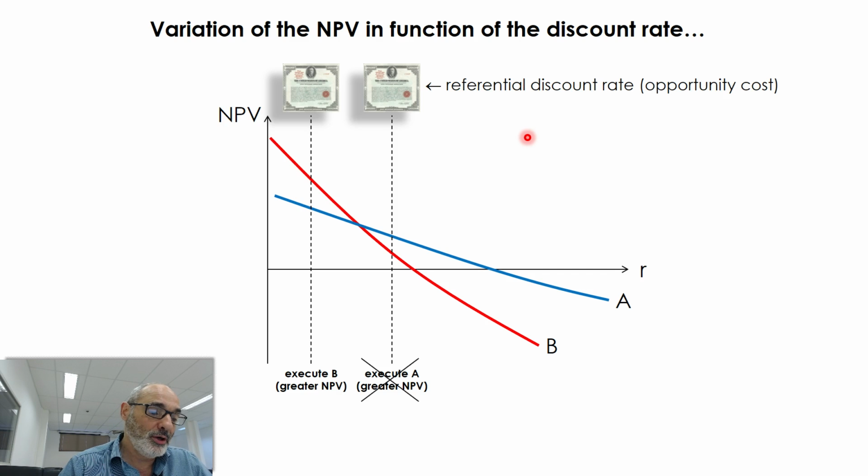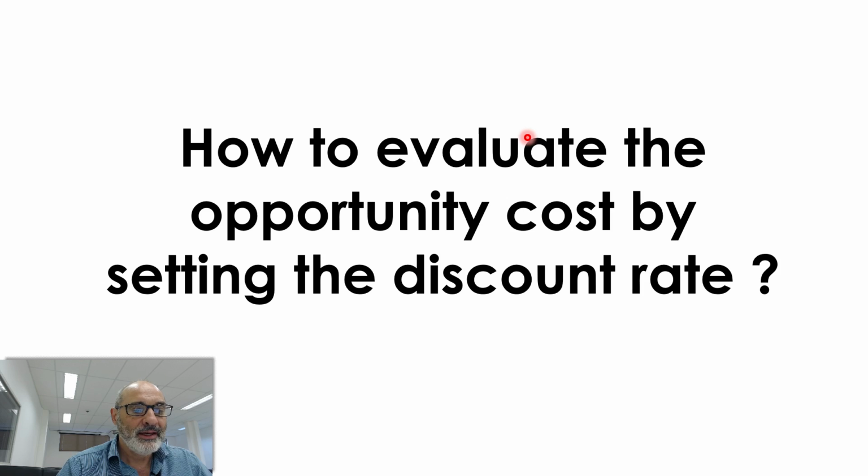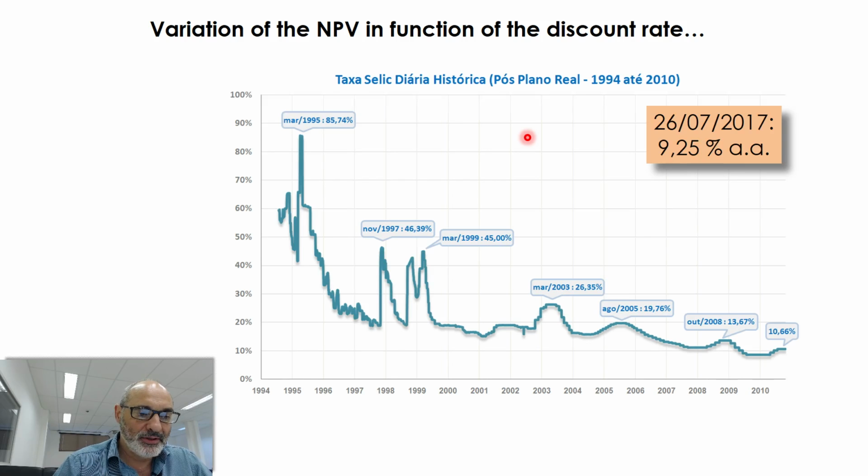But there's another aspect that I want to show you, which is the exposition to risk. The point is how to evaluate the opportunity cost by setting the discount rate. How do we do that? Why is this important? Because the actual cost of opportunity may vary a lot during time. This is just an example. This is the equivalent of the Brazilian discount rate or reference rate, the so-called Selic. This is the variation of the Selic during the years from 1994 to today. It's 9.25, but you see during time it varied a lot.